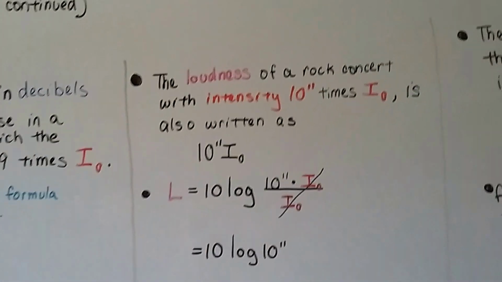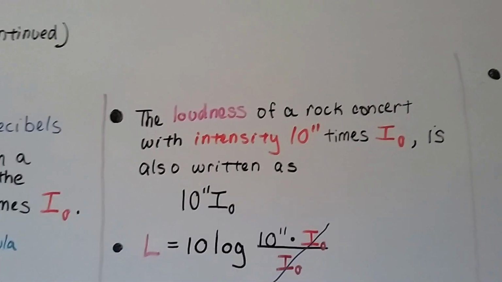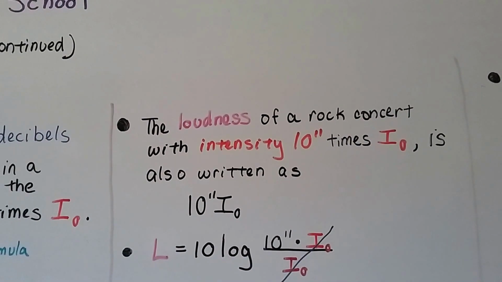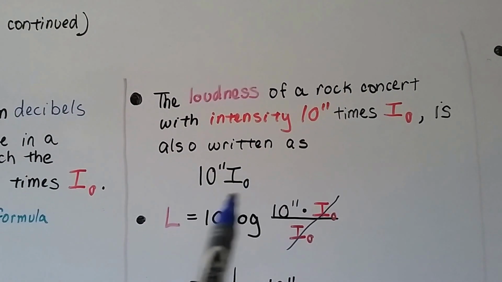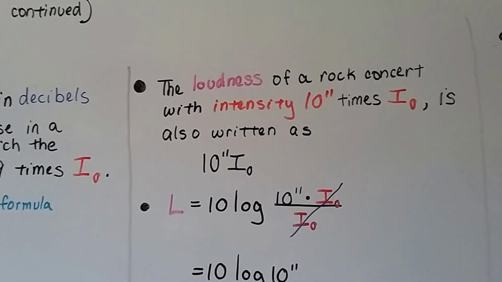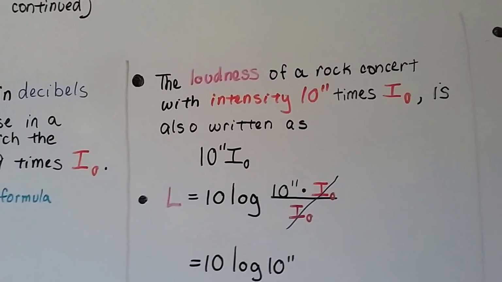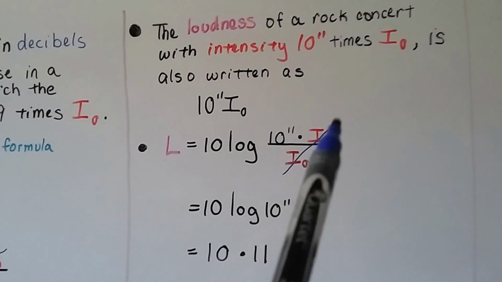What about the loudness of a rock concert with intensity 10 to the 11th power times that minimum? Well, it can also be written like this. So if you see this, it just means 10 to the 11th power times that initial minimum intensity, okay? So put it in our formula. This cancels out, right?